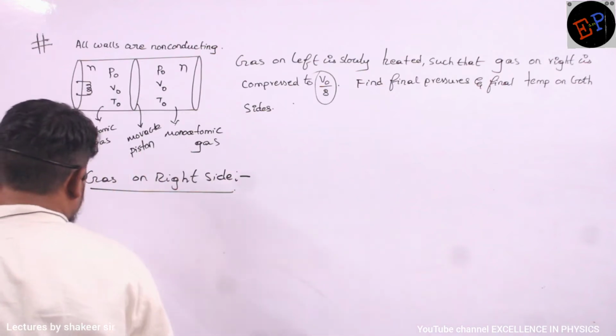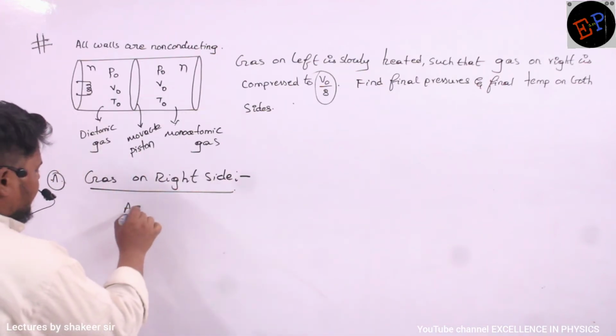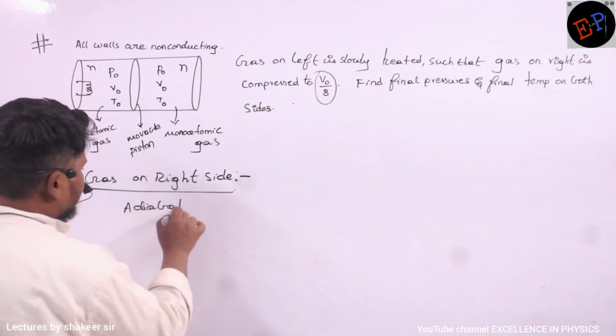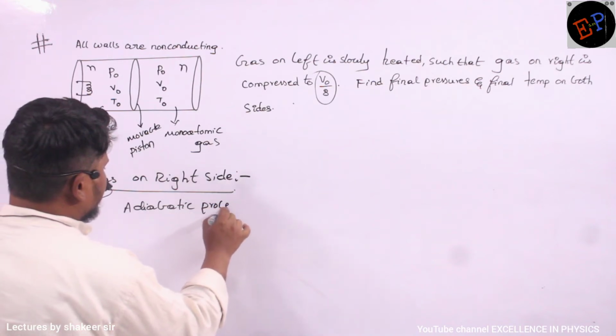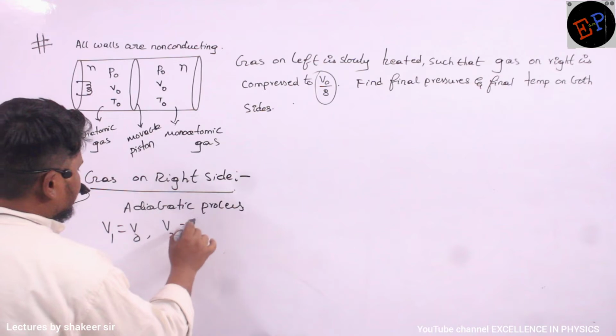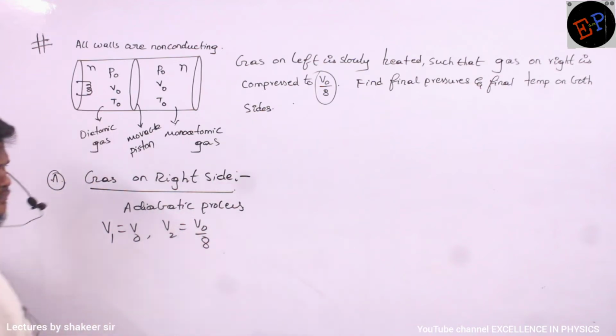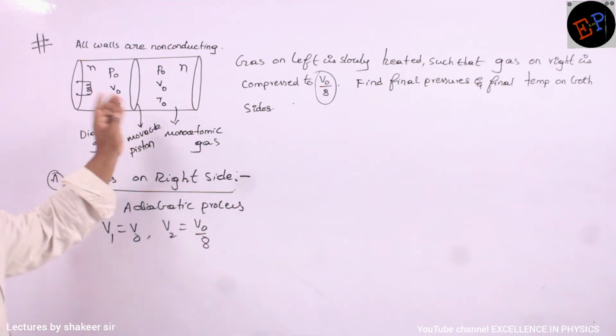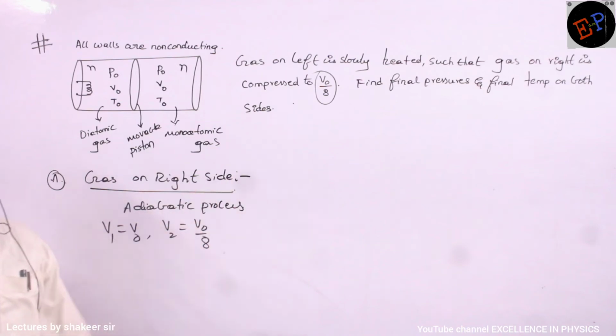So the gas on the right side is undergoing which process? It is undergoing an adiabatic process. So the initial volume is V0. The final volume is V0 divided by 8. Initial volume was V0 and it is compressed to V0 by 8, so the final volume is V0 divided by 8.